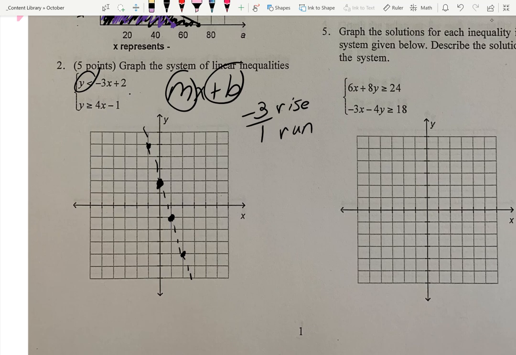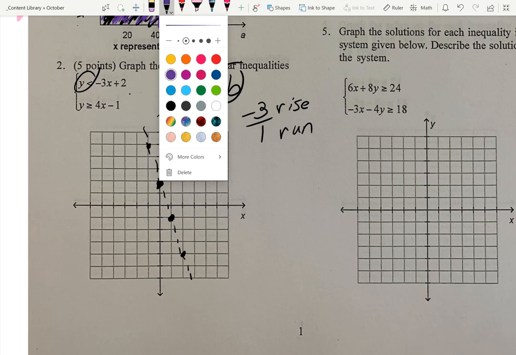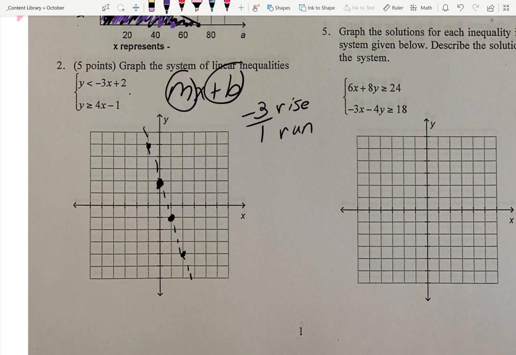Now, I'm going to do that in a second, but I don't want that black ink to get in the way of me graphing my next line. So I'm going to graph my next line real quick, and then I'll shade in last. So I'm going to switch to purple. And the second line, same format, mx plus b. The b value is -1, so our first point is going to go at -1. And then my slope is 4, so my slope being 4 is really 4 over 1. So I'll go up 4 and I'll go over 1.